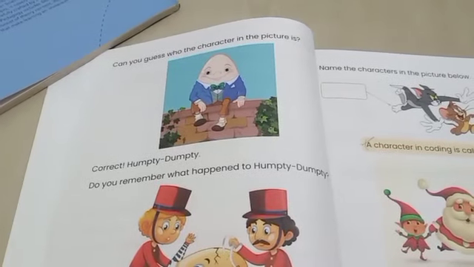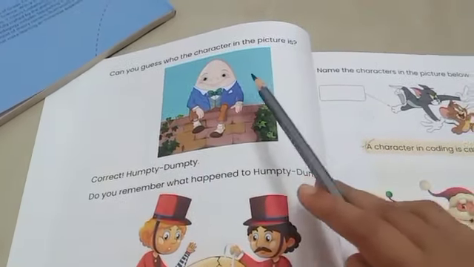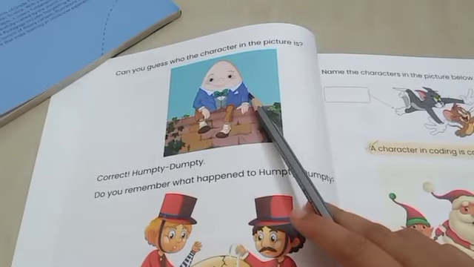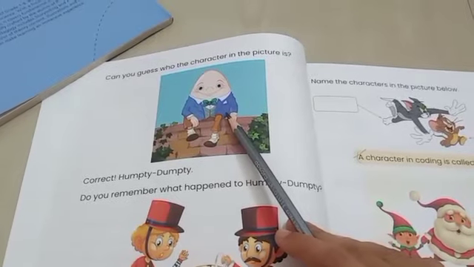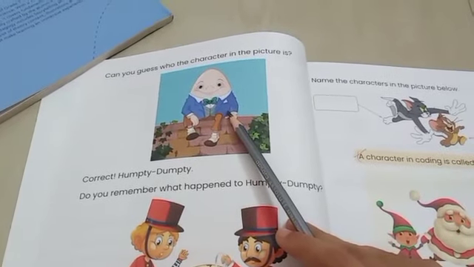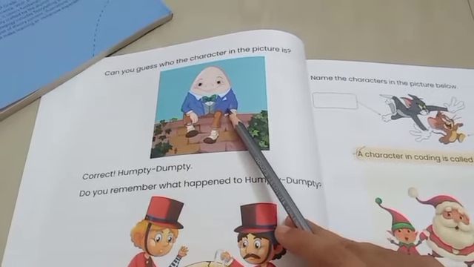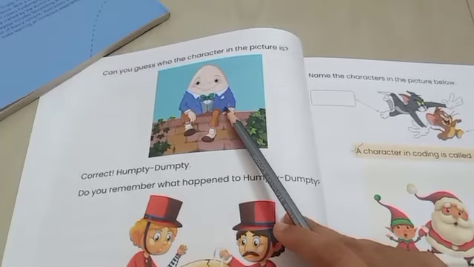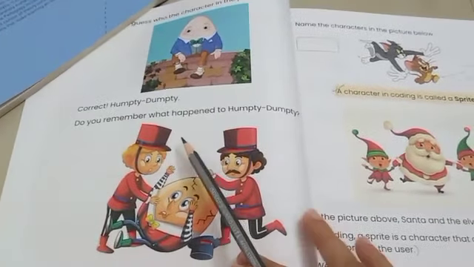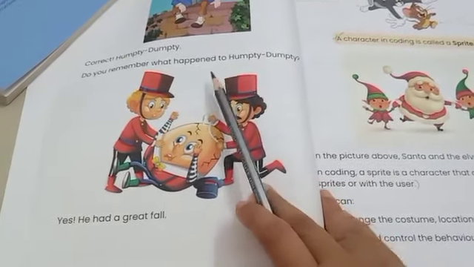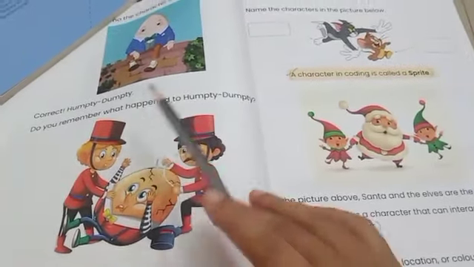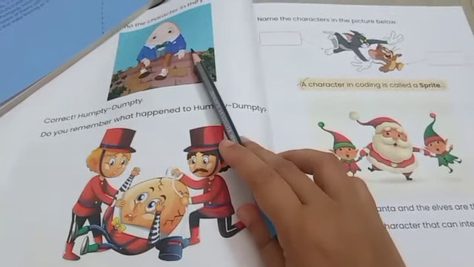Now move to page number 14. Can you guess who the character in the picture is? It is Humpty Dumpty. I guess you all have learned about Humpty Dumpty in the lower classes, right? Humpty Dumpty sat on a wall. Humpty Dumpty had a great fall. Humpty Dumpty is a character.